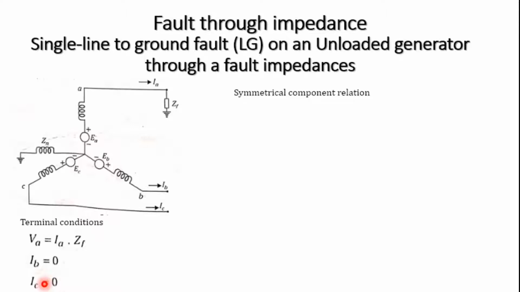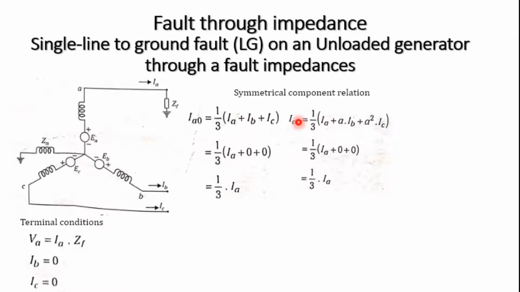Since the two currents IB and IC are 0, we calculate the sequence currents. We know that IA0 is equal to 1 by 3 times (IA plus IB plus IC). Here IB and IC are 0, so IA0 becomes 1 by 3 times IA. Similarly, IA1 is 1 by 3 times (IA plus A into IB plus A square into IC). Since IB and IC are 0, we directly get 1 by 3 times IA. Similarly, IA2 is 1 by 3 times (IA plus A square IB plus A into IC), so we again get 1 by 3 times IA.